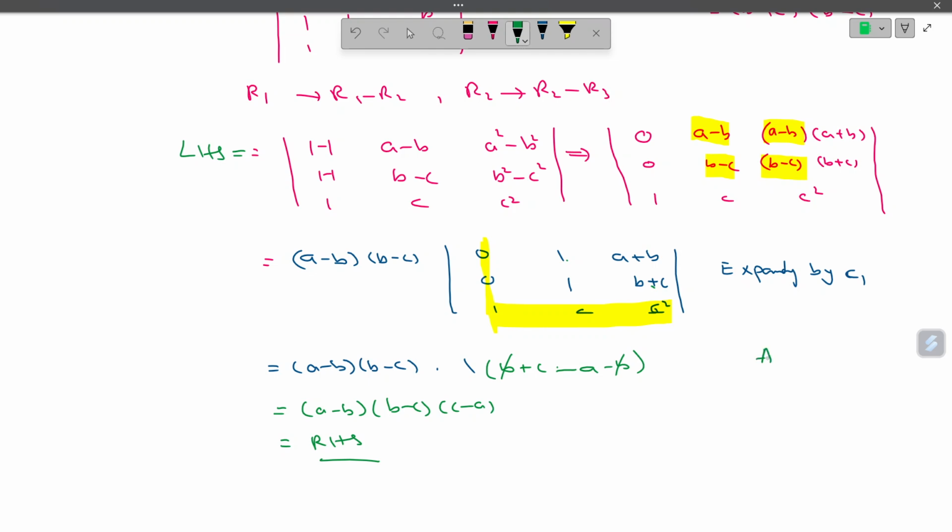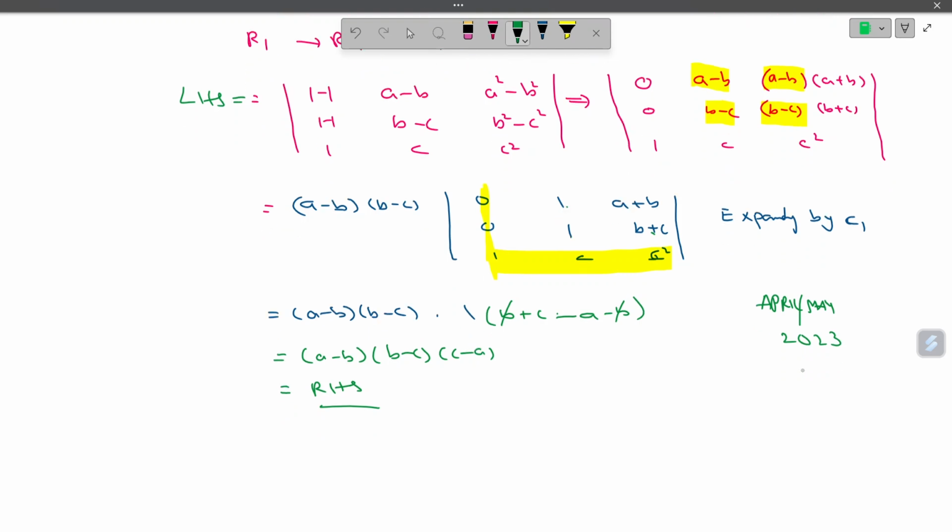It appeared in April, May 2023. This problem, please do remember. Very easy. Please remember, you can go for row operation or column operation, but not both at a time. Either you have to go for row operation or column operation.